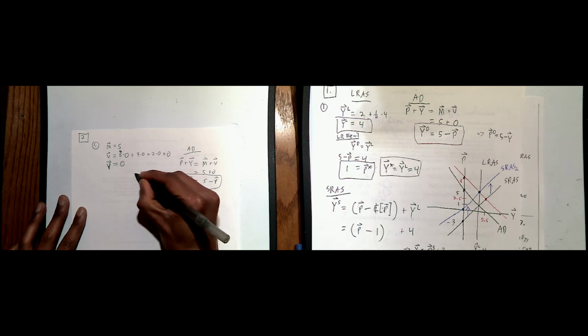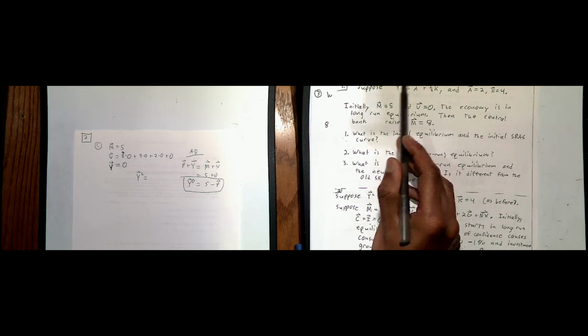What is the LRAS curve? Well, once again, we're told over here that this is the LRAS curve. It's the same as we had before. This is the growth rate of productivity, same as before. Growth rate of the capital stock, same as before. And so knowing all of that, we know that long-run aggregate supply has to be the same as before, right, which was 4.